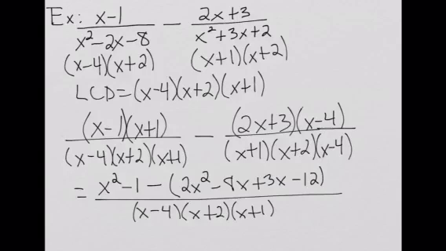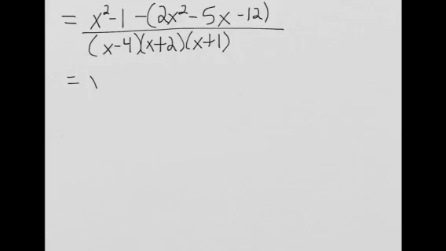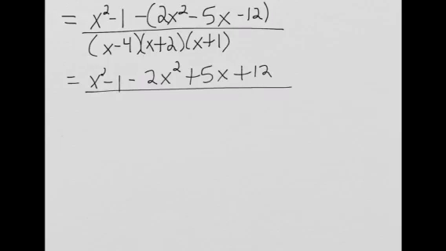Now obviously there's still a lot more cleaning up we can do, so let's go ahead and clean up some more. I rewrote it and combined my like terms in the middle there. So we've got x squared minus 1. Now keep in mind we're subtracting that whole polynomial, so think back to how we distributed the minus sign through when we subtracted polynomials. So that becomes minus 2x squared plus 5x plus 12, all over the same denominator, x minus 4, x plus 2, and x plus 1.